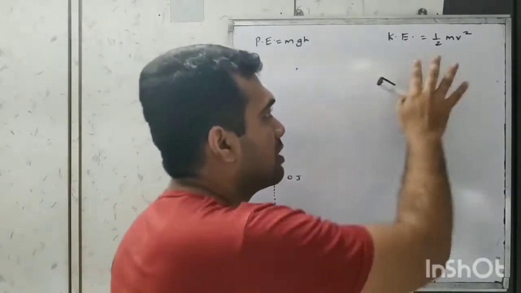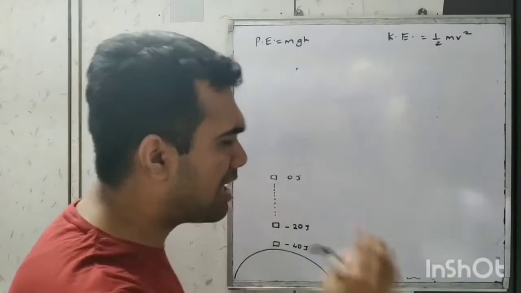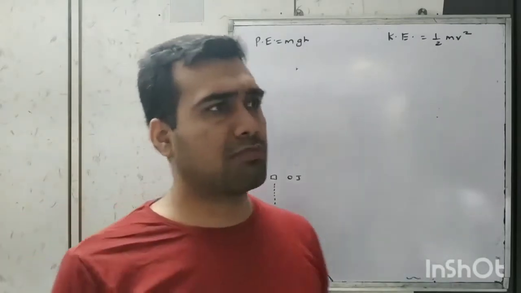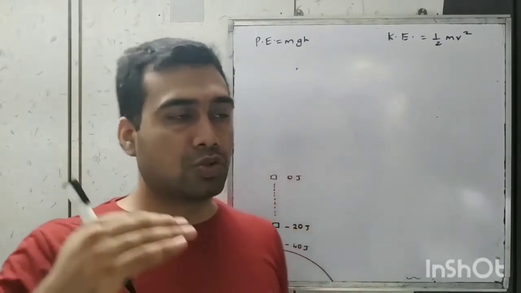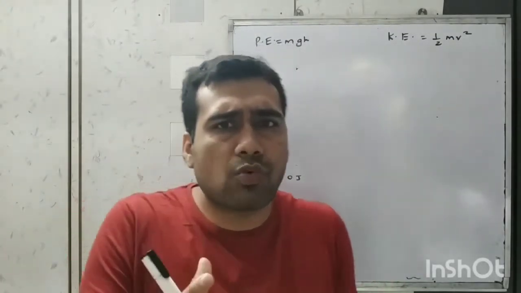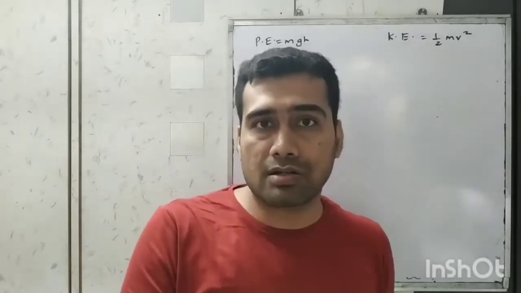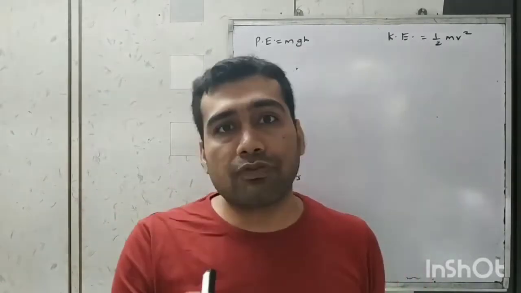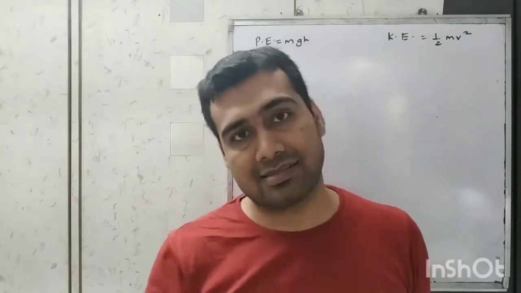Now let's derive this equation. Imagine there is a car moving with mass m at a certain velocity. Brakes are applied to slow it down and stop it. So let's understand how much energy was required to stop the car, which would be equal to the amount of kinetic energy that the car possessed before the brakes were applied.